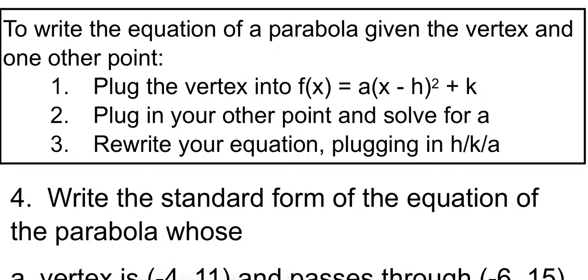So start right here. If you want to write the equation of a parabola, if you're given the vertex and one other point, okay? So we're going to look at the standard form. So this is the standard form right here. F of x equals a times x minus h squared plus k. So if you're given the vertex, remember the vertex is h and k. So you already know those parts. The only other part that you need to find out is what a is.